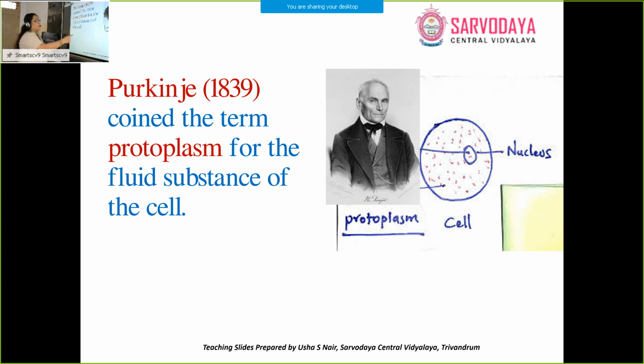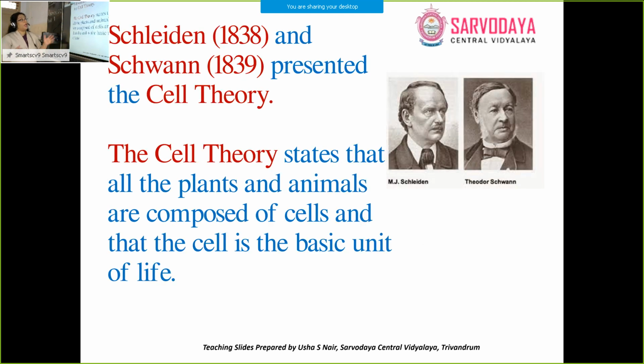Now we will move forward. Here are another two scientists and the year: Schleiden and Schwann. Again, don't worry about the pronunciation. Just learn the spelling and the year, that's more than enough. Schleiden in 1838 and Schwann in 1839. What did they do? They presented what is called the cell theory.